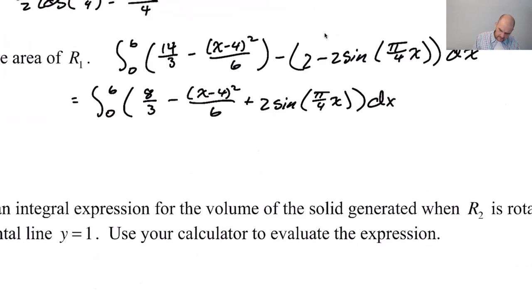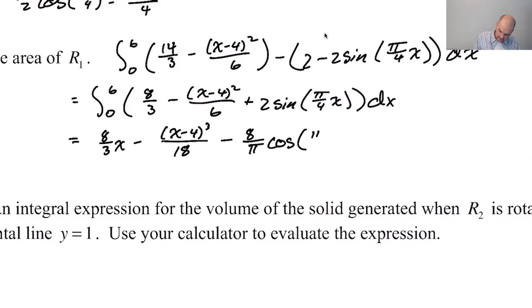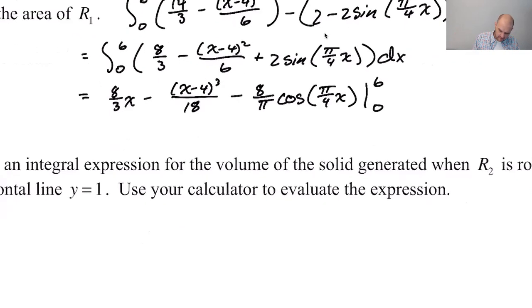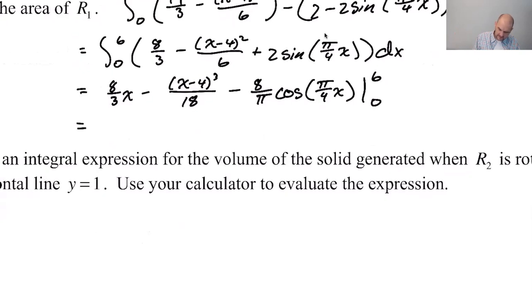Okay. Integrate. I get 8x over 3, 8/3 x minus quantity x minus 4 cubed over 3 times 6 is 18, minus 8 over pi cosine pi over 4x. Feel free to go back and do u substitution on any part of this that you feel is necessary. I think if you do enough problems, eventually you can get through these without that.